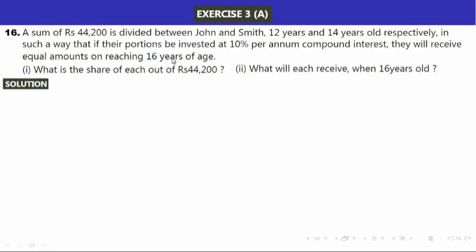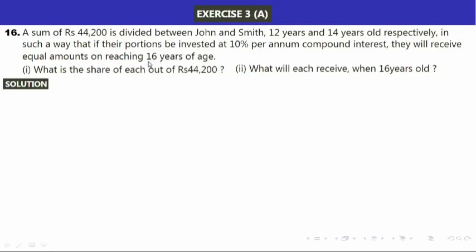Let's have another question. Question number 16. Bit tricky but not so difficult. The question says, a sum of rupees 44,200 is divided between John and Smith, 12 years and 14 years old respectively. So that means the age of John is given to be 12 years and the age of Smith is given to be 14 years, in such a way that if their portions be invested at 10% per annum compound interest, they will receive equal amounts on reaching 16 years of age.